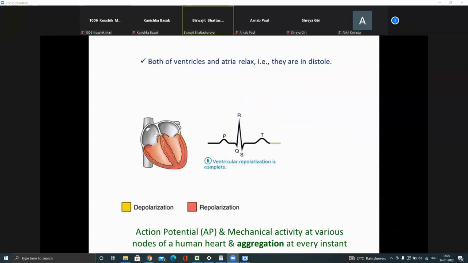Now, the next stage: both the ventricles and atria are in relaxation. They are in diastole. Both being in diastole means blood is coming into the entire heart from the outside region. Blood now again starts going into the heart. So we are getting the region after the T wave. So that is the entire part.